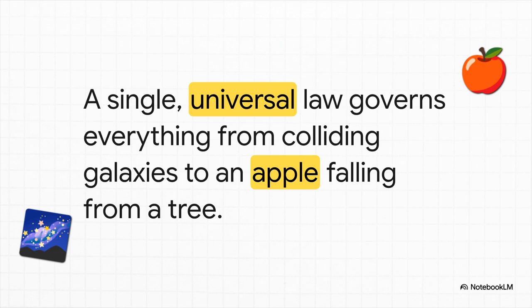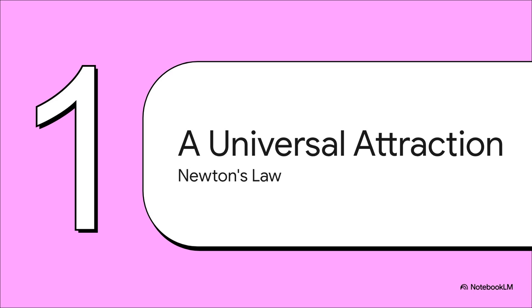See, there aren't separate rules for up there and down here. It's one law, and it is everywhere. So to really get a grip on this cosmic dance, we've got to go back, way back to the 17th century and the brilliant mind of Isaac Newton. He's the one who finally put all the pieces together with one single elegant law. And that brings us to our first big idea, a universal attraction.